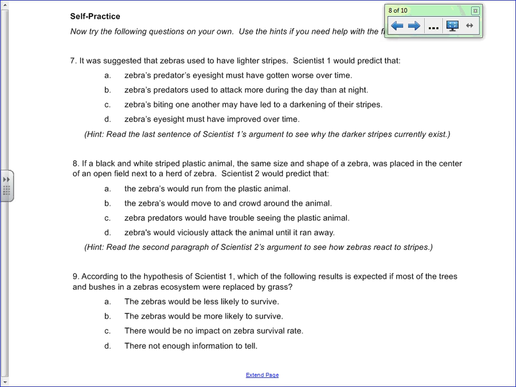So in this case, if you have lighter stripes, lighter stripes are going to be better for a brighter area. All right, and a brighter area in this case, better to attack during the day than at night. All right, let's take a look at question 8.